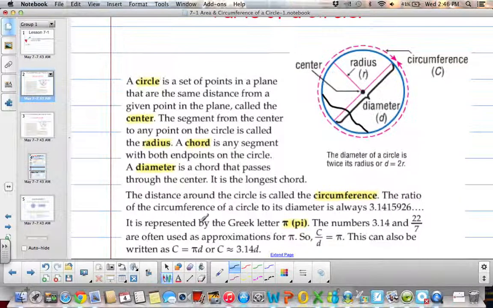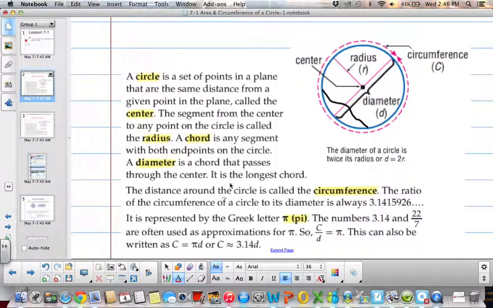Okay, the distance around the circle is the circumference. So it's not called perimeter, but it's similar to perimeter because it is the distance around the circle. The ratio of the circumference of a circle to its diameter is always 3.14 on and on and on, which is pi. So that's how they get pi. So any size circle, you can take circumference divided by the diameter and you will always get pi.